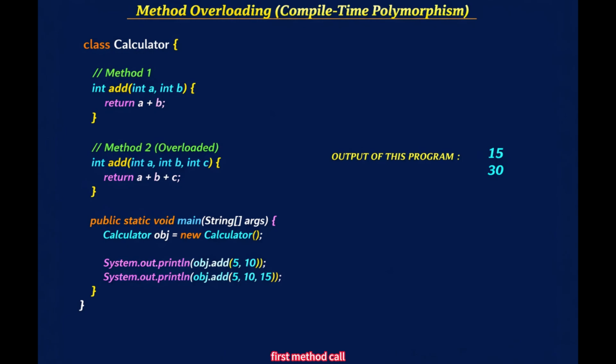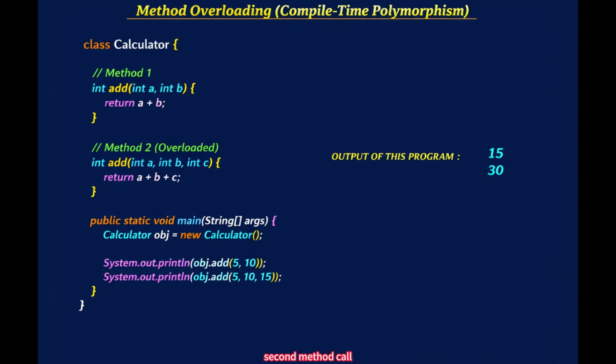First method call. Now we call obj.add 5, 10. This call passes two parameters. Java checks the calculator class and sees that there are two add methods. It selects the method that takes two parameters, int add, int a, int b. It performs 5 plus 10 and prints 15.